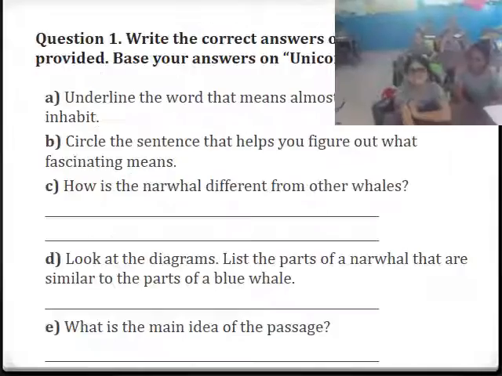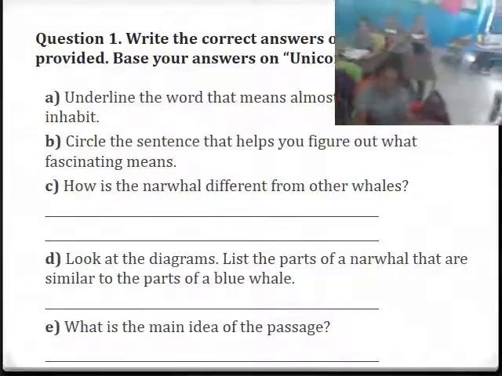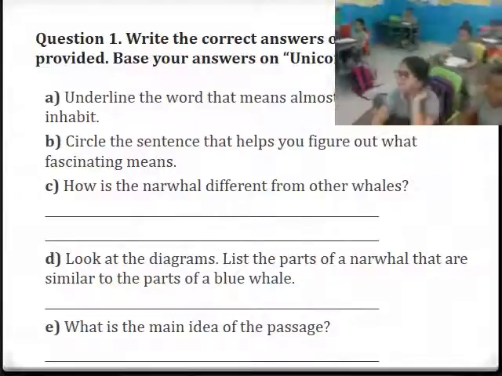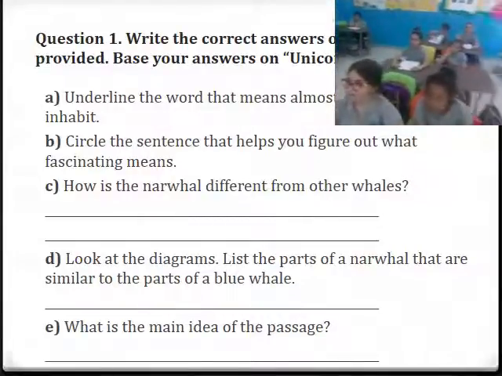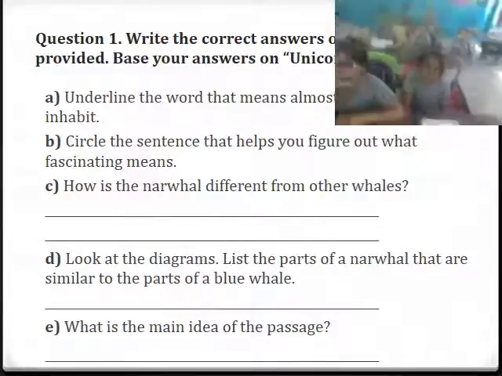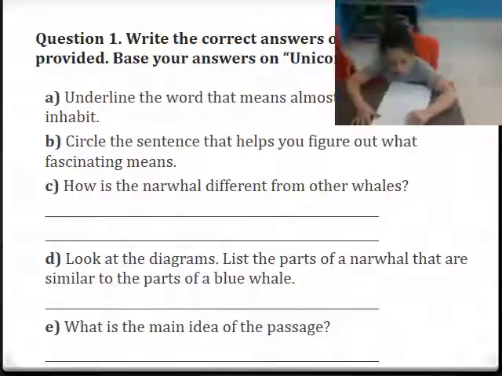Very good there. Question 1. Write the correct answers on the space provided. Base your answers on Unicorns of the Sea. So any question here will get the answers from the passage that we just read. First question, read it, Lamis. Question A.